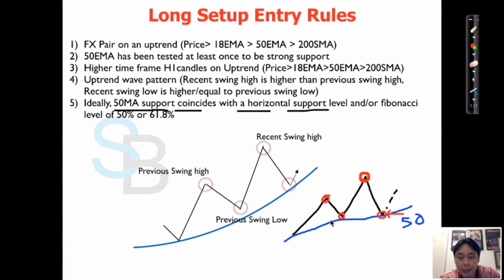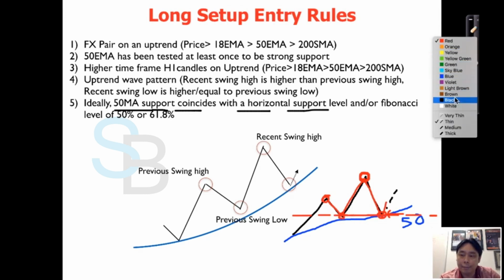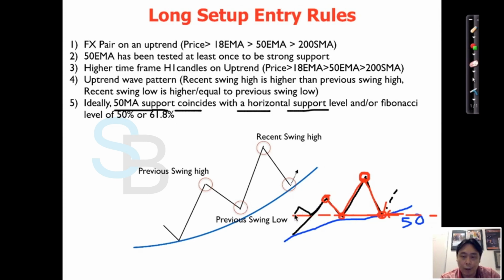Now notice that this happens to be a level of support, because support goes up. Can you see? And of course, if it was like that as well, that would be even stronger. In this case, you can see that the 50 moving average, where it is bouncing, is also coinciding with a support level. And again, that gives me additional confluence or confidence that it's going to bounce higher from there. So these are the specific long setup rules for the EMA bounce.